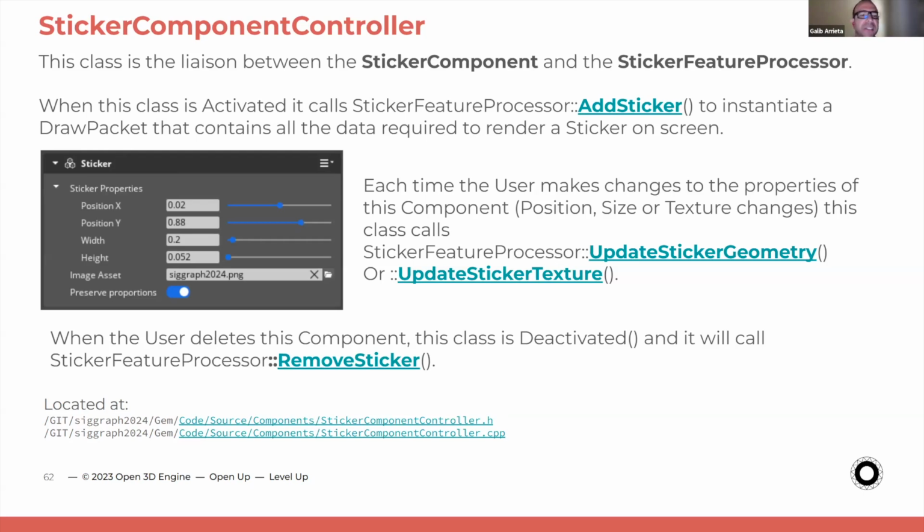And if there are changes to any of these parameters that you see on the sticker component, then we're going to call update sticker geometry, or we're going to call update sticker texture, depending on what you change.